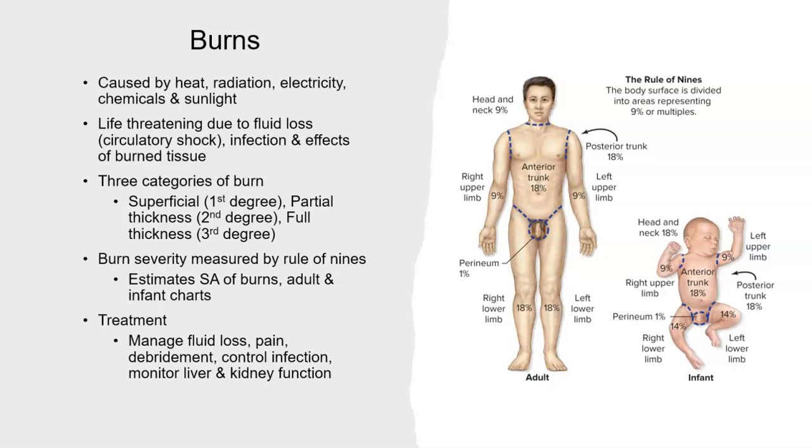So for instance, if you look at this adult, if the right arm and right leg was burned, that is 9 plus 18, that would be 27% of the surface area of the body has been burned. It's pretty close on the infant as well, with just a little bit of change in those numbers due to the infant body being proportioned differently.